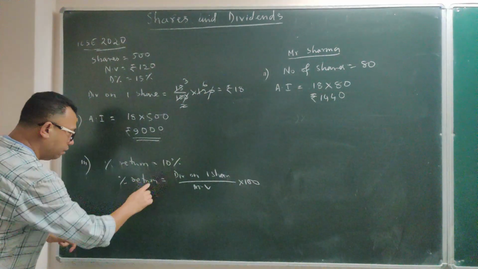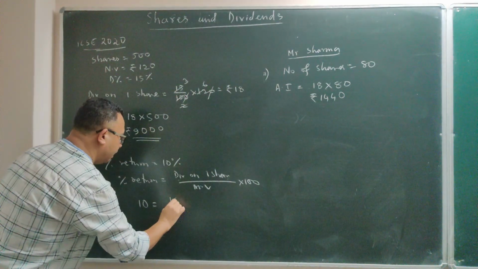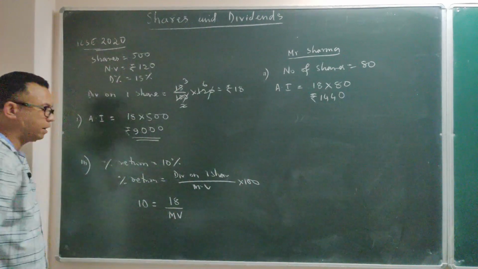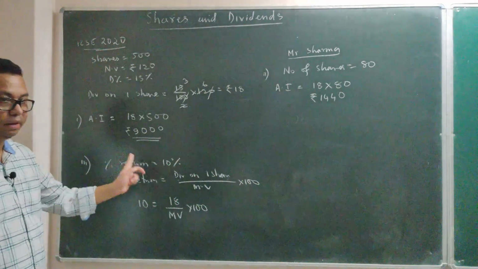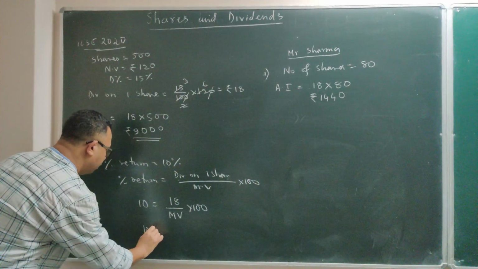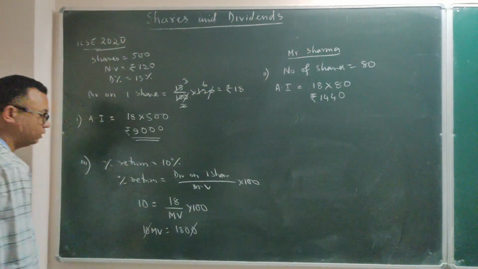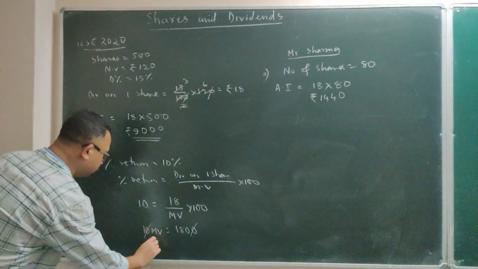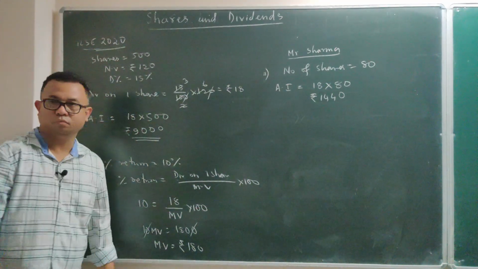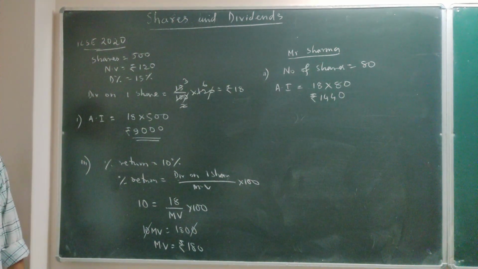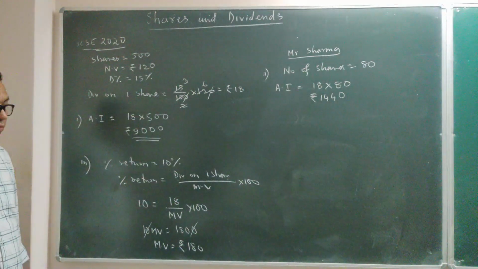So percentage return, let me write down just below this, 10%. Dividend on one share we got 18, so let me write down the 18. Market value we don't know, so let me write market value as MV, into 100. So if you cross multiply, 10 into market value is 1800. If I cancel 0 and 0 on both sides, or 10 goes and divides that side, there you are, your market value of the share is 180 rupees. So this is how you do the question. This is your ICSE 2020, this year's question.